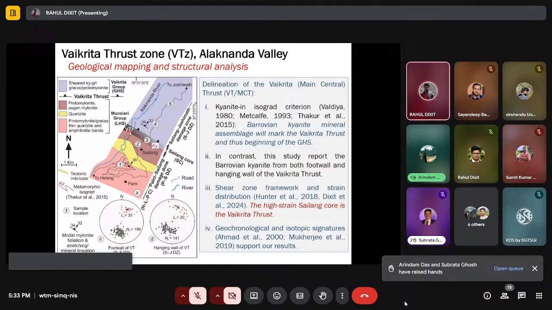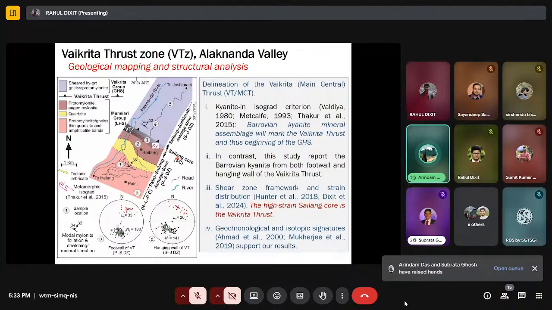No, based on the thin section analysis, we could identify a zone where maximum strain accumulation was observed. We systematically collected the samples right from 1, 2, 3, 4, 5. Based on that, we saw that maximum strain accumulation was observed along this particular zone, which well coincided with the previously reported location of the Vakrita thrust. Means it is between the higher Himalayan crystalline and the Munsiari formation? Yes, sir. This shear zone basically separates the higher Himalayan Joshimath formation from the lower Munsiari formation.